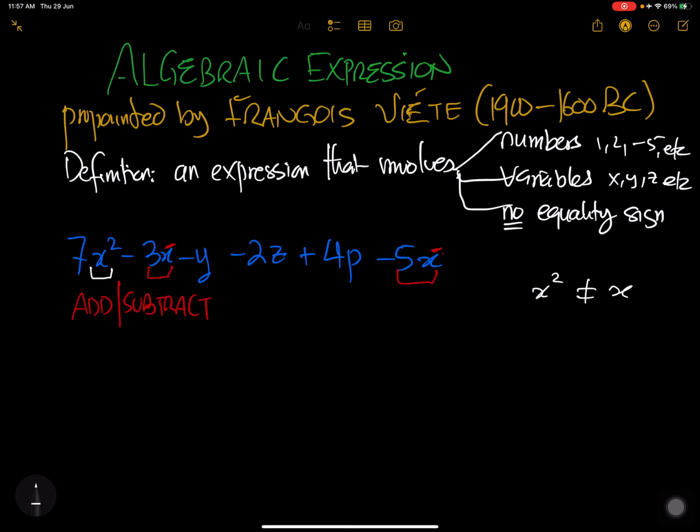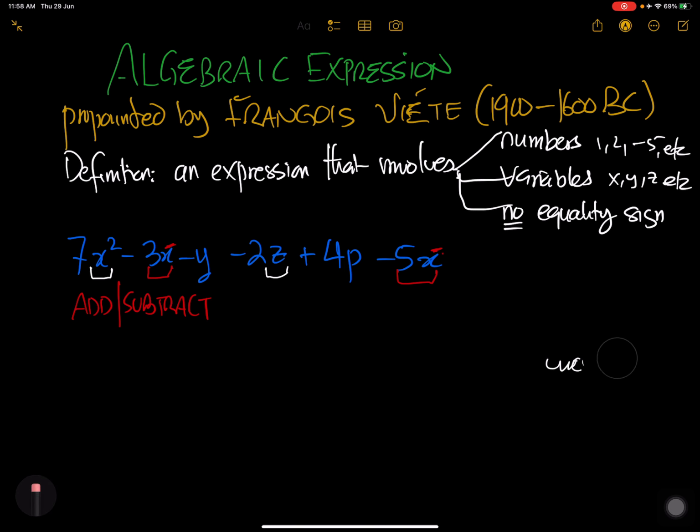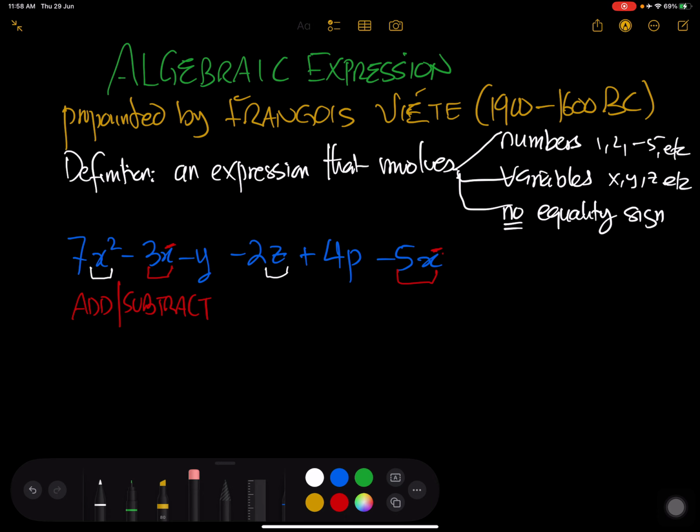The variables are different. So we bring the variables that are together. People use the term, we bring apples together and we bring oranges together. So we can say the x squared could be apples and then the x could be oranges, all right? So make sure the oranges are coming together. Maybe the z could be a cucumber. We cannot add them. The y could be something else, or the p could also be something else. So for us to add or subtract, we want to make sure that the variables in question are actually the same.